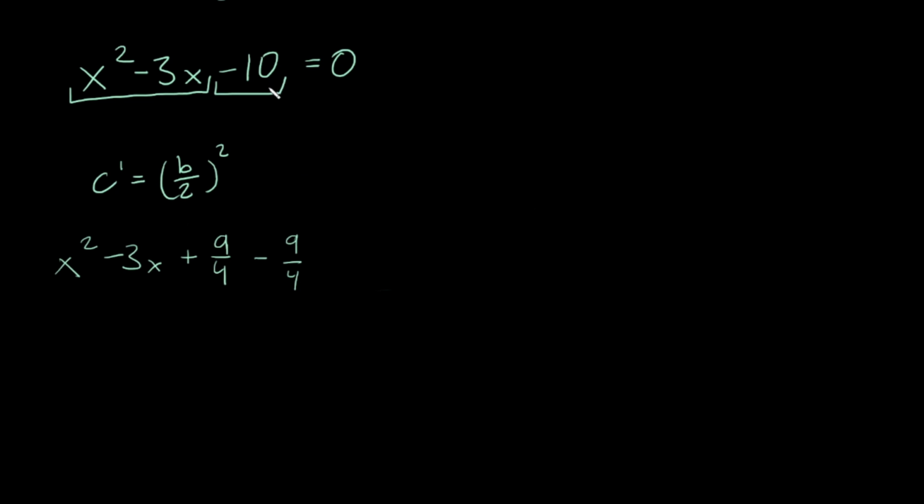And then I also have this minus 10 here, so I'll bring it over here. And this all keeps the value of 0. Now over here we can see we have a perfect square trinomial, and over here we can see we have some constant values. So how are we going to solve this? As we can see here we have x squared minus 3x plus 9 over 4, so let's factor that down.